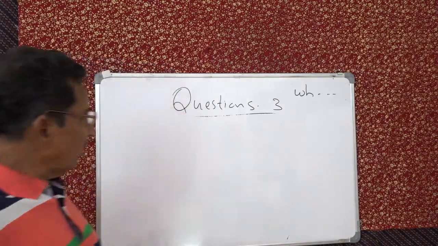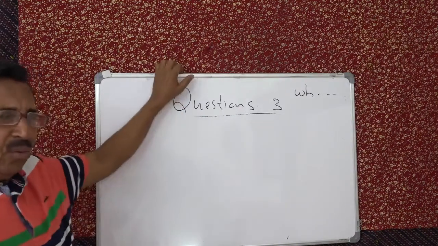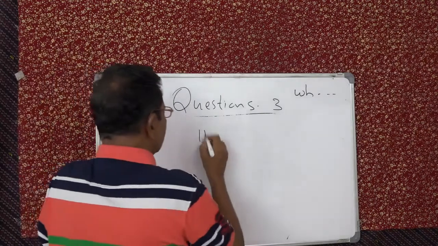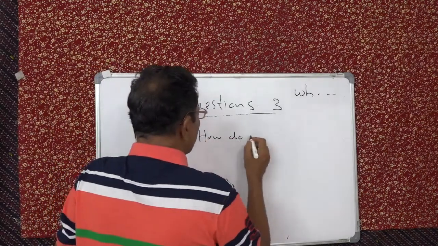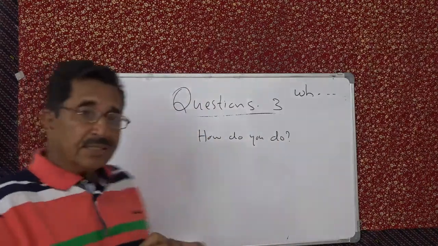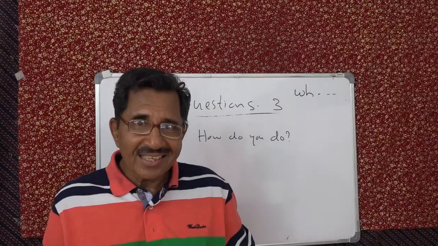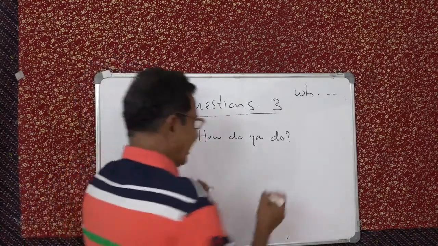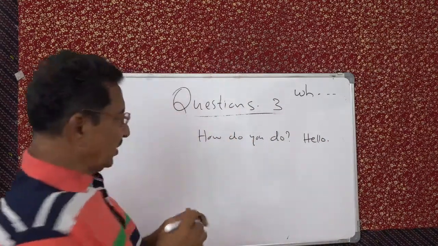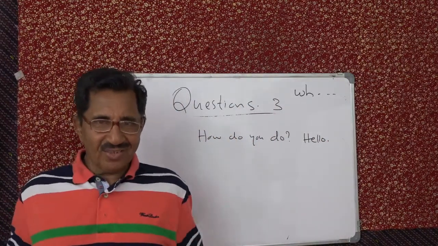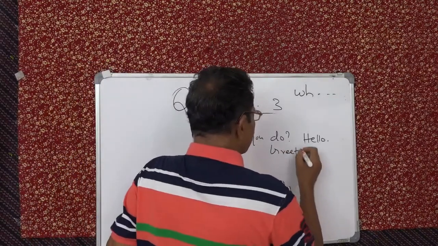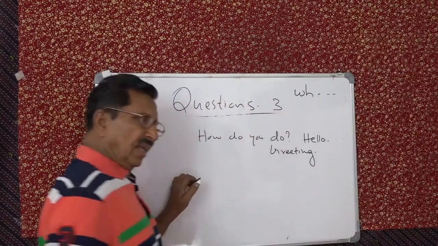Okay. Now you see, you have got two questions with how. Very often you ask now, and you see. Well, the first one is how do you do? This is not a question. This is a greeting, like hello. The meaning of how do you do is hello. That's all. Not a question, but a greeting.